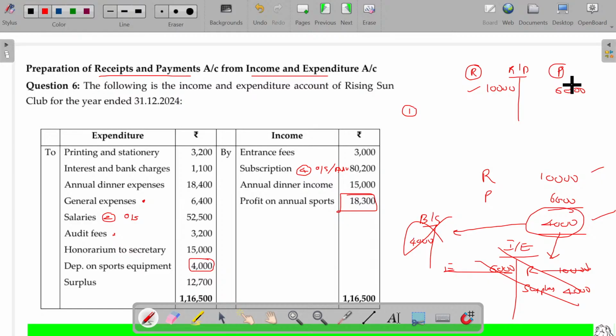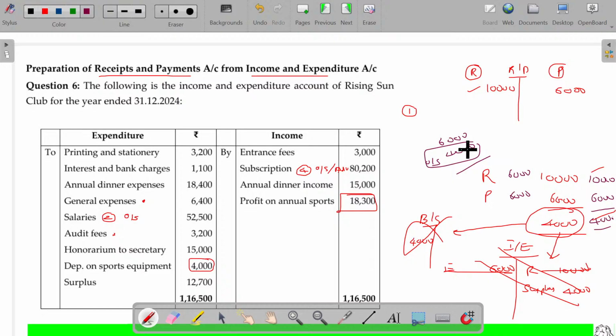Now sometimes, as I already told you, annual sports meet, actual amount received being 6,000. Another 4,000 remains outstanding. Then what happens here? Income may be 10,000, expenses being 6,000, there is a surplus 4,000. But what happens? Actual receipt is only 6,000. Payment is 6,000. This remaining 4,000 remains outstanding, will go to the balance sheet asset side. You have to be double cautious.